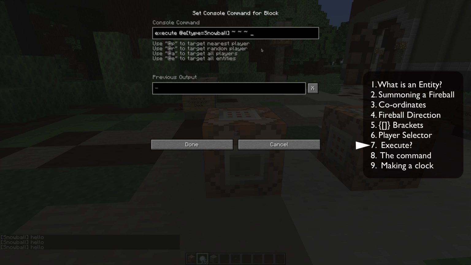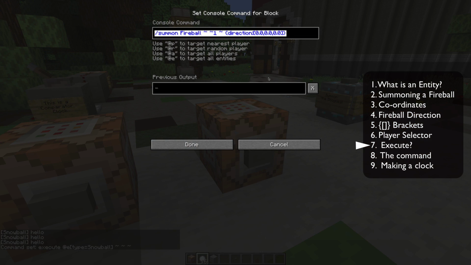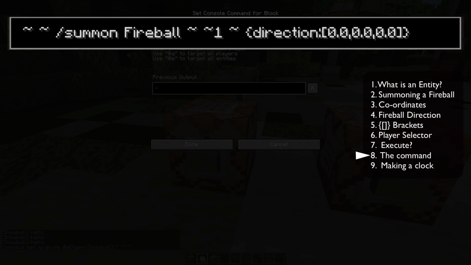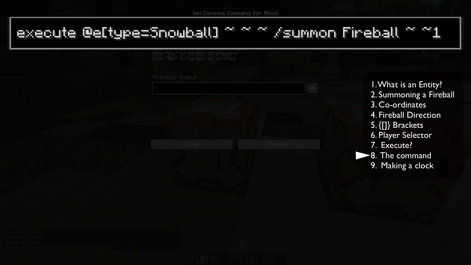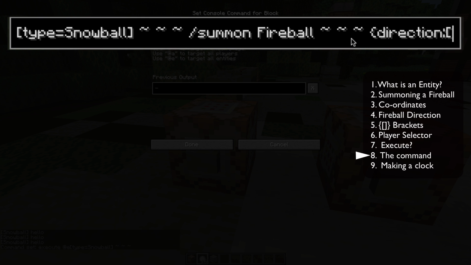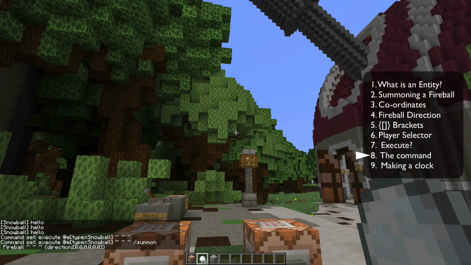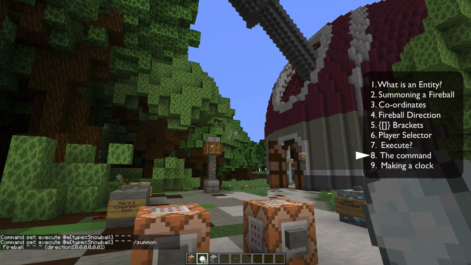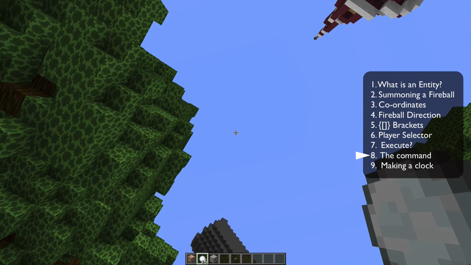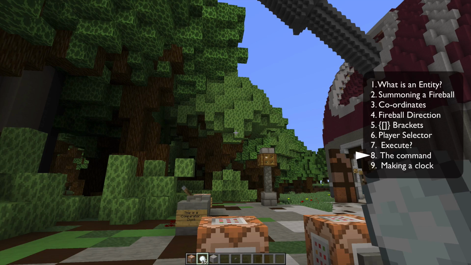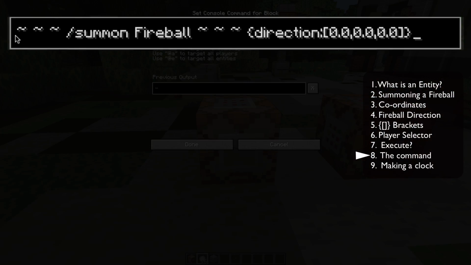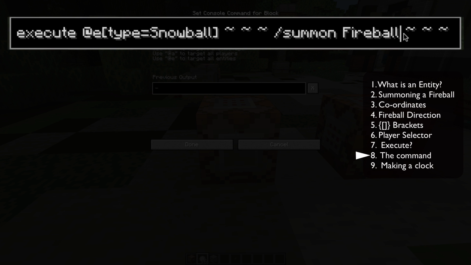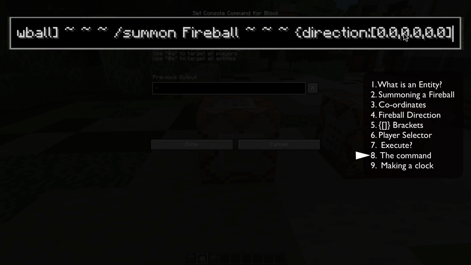Now we are going to run this fireball command. I'm just going to copy what we did before and paste it in here. So what's happening now is we're going to be executing at all snowballs. We are going to be summoning a fireball. Now we want the fireball not to be summoned one above it, but directly on top of the actual snowball, like so. If I now throw this and very quickly hit it, there goes the fireball. But it still requires me to actually hit this button. But that's it, this is your command. Execute at E, type equals snowball, summon fireball, and then just the direction you want to send it in.